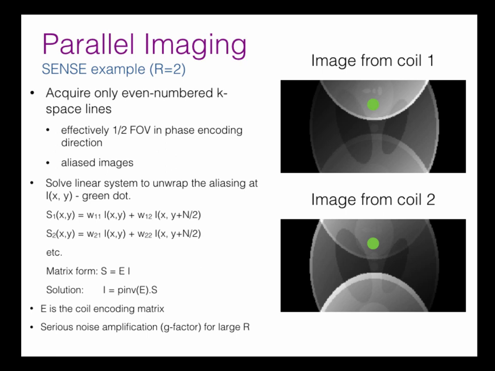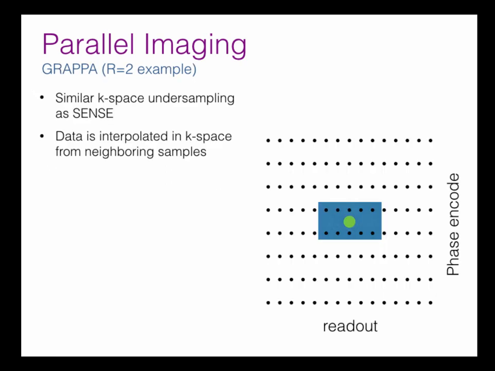But there's this reciprocity between image space and k-space. So there are also methods of parallel imaging where the math is all done in the k-space domain. And so again, here's our undersampled k-space where we've eliminated half the lines. The idea here is that you can synthesize the missing data in your imaging data set by looking at the neighboring points.